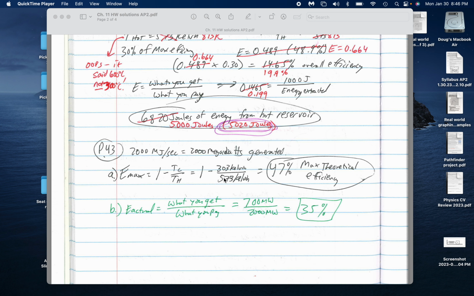So here, cold temperature, 30 Celsius, is 303 Kelvin. Hot temperature, 300 Celsius, is 573 Kelvin. So the maximum theoretical efficiency is 47%. Here you get 700 megawatts out of 2,000 that are put in. That's 35%. That's pretty good.